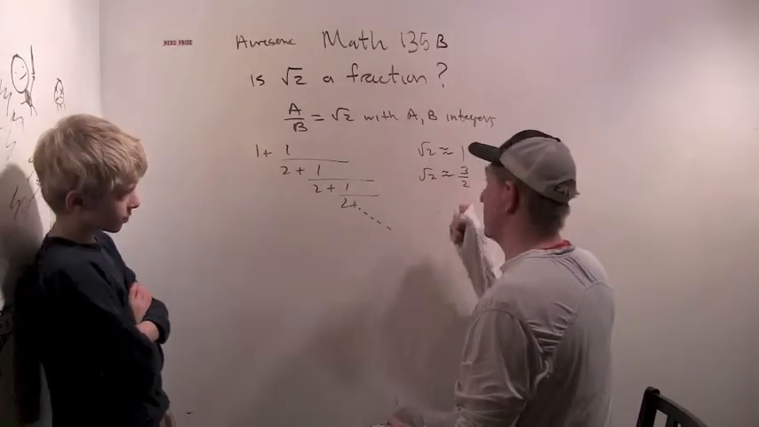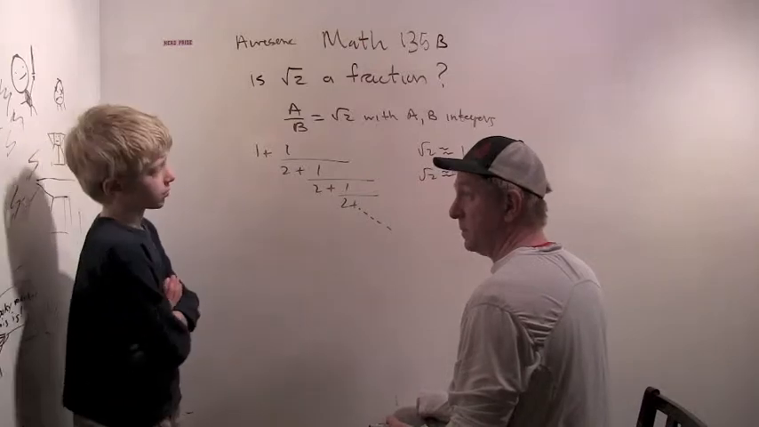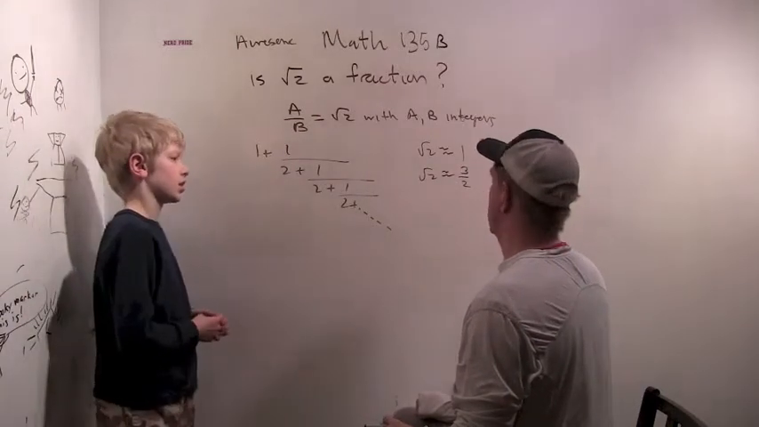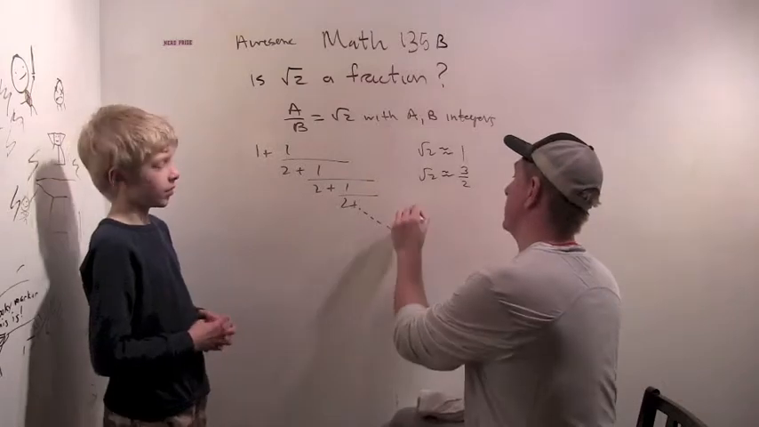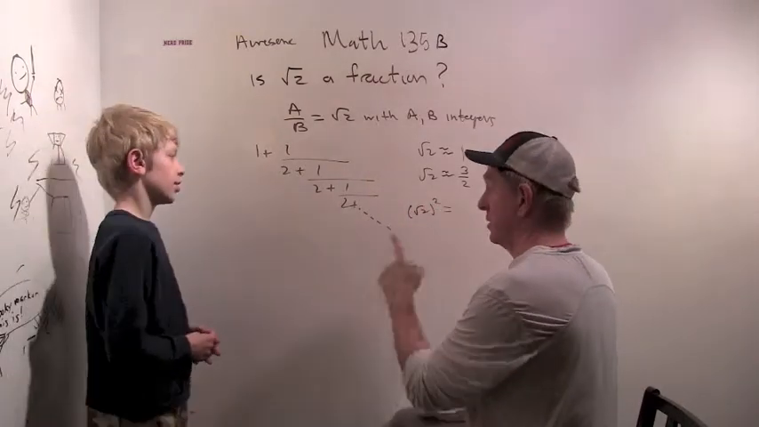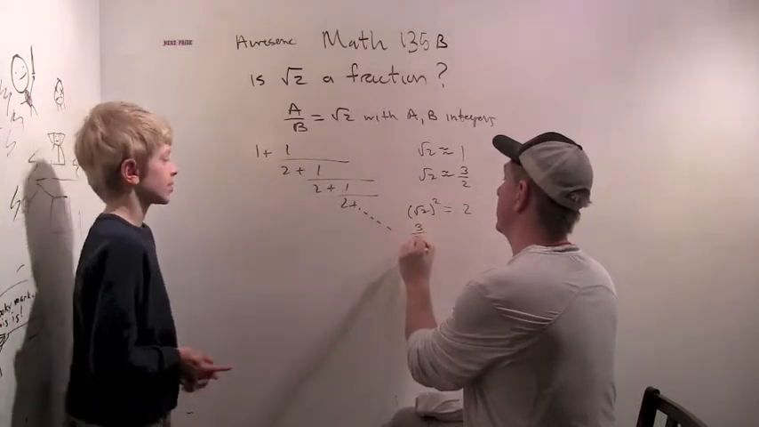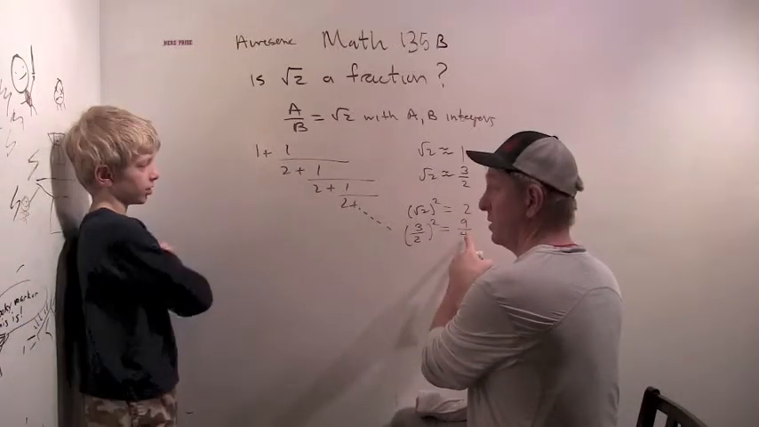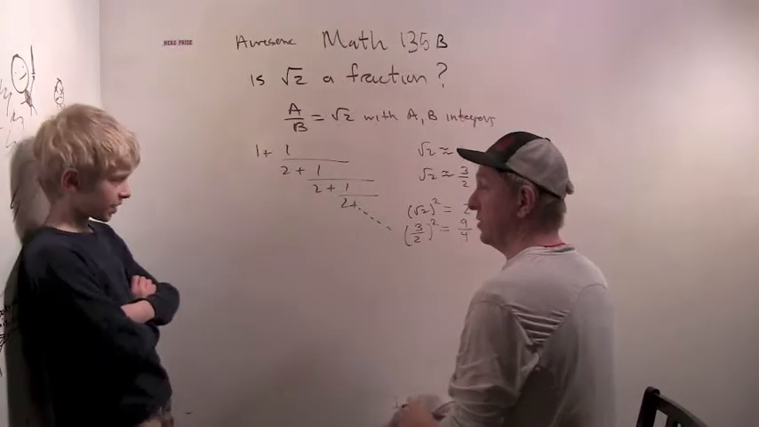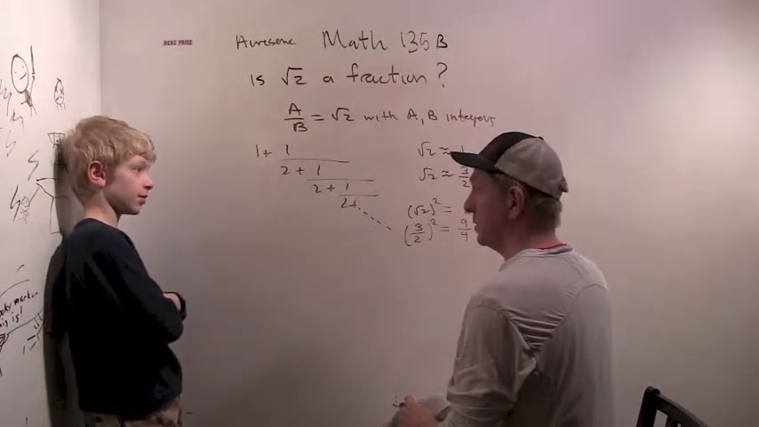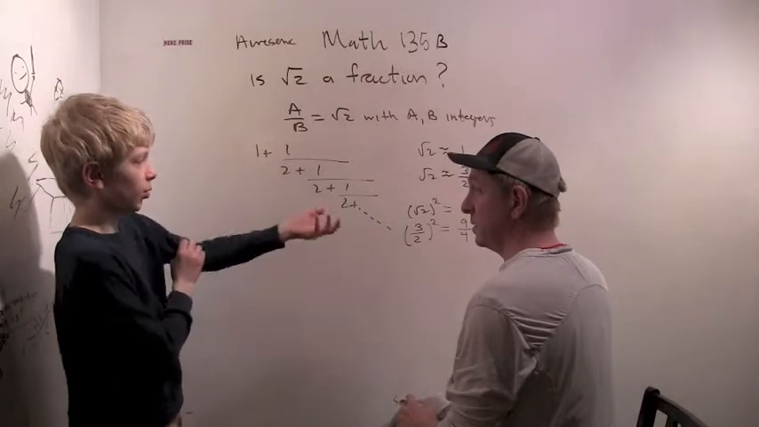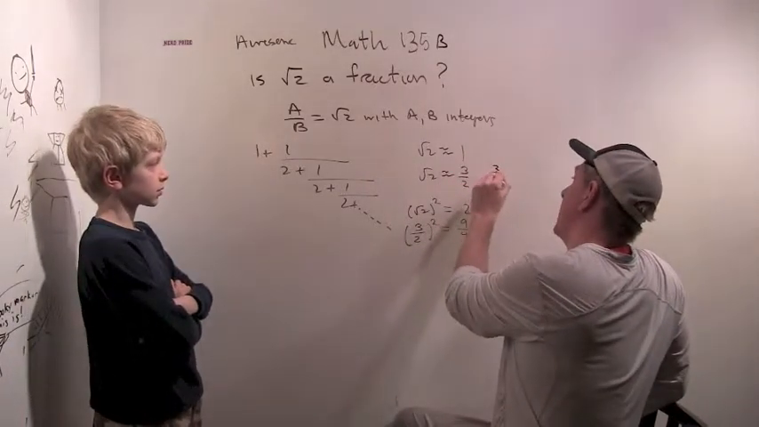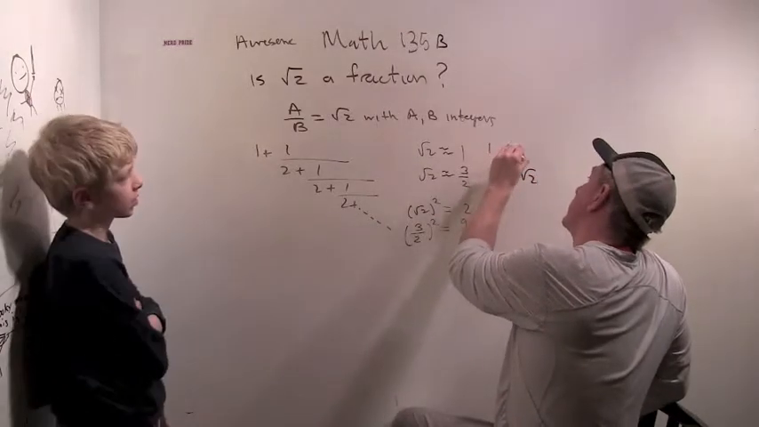Is it exactly equal to 3 halves? Maybe we solved the problem. No. Why not? Well, we want to square it. The square root of 2 squared is 2. What is 3 halves squared? It's 9 fourths. Is that 2? No. Is it bigger or less than 2? 8 fourths would be 2, so it's a little bit more than 2. So 3 halves is greater than the square root of 2. Up here, 1 we know is less than the square root of 2 already.